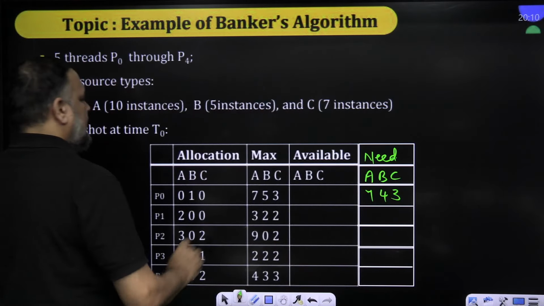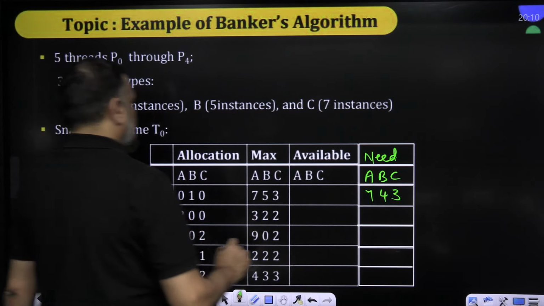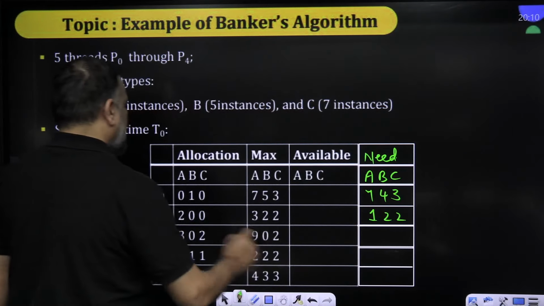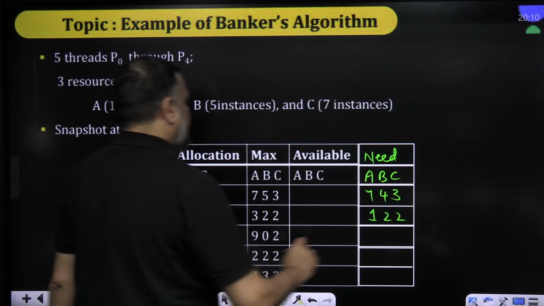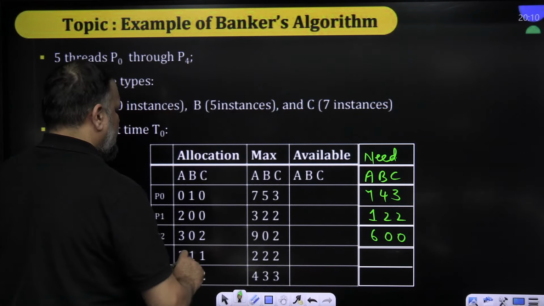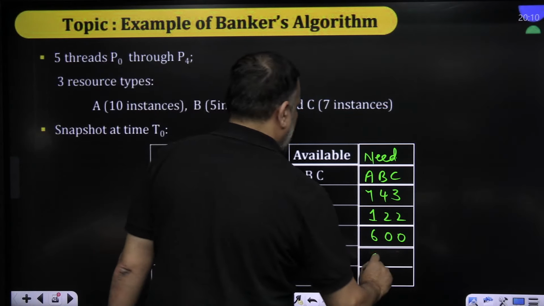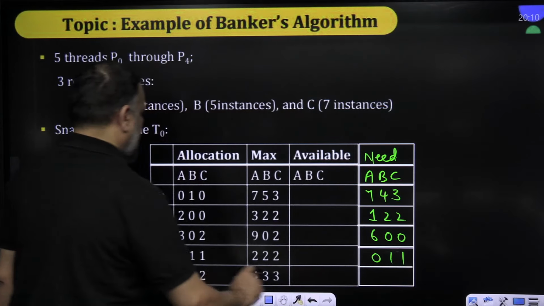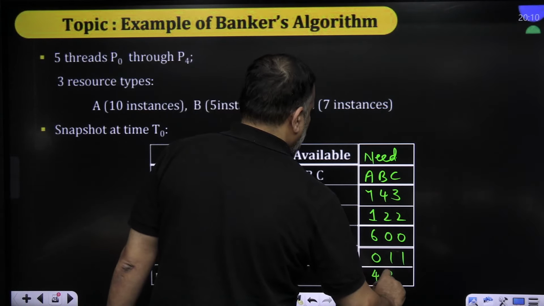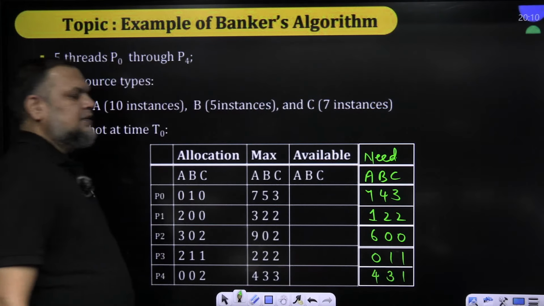ठीक है, and 3 2 2 minus 2 0 0, 1 2 2. And then 9 0 2 minus 3 0 2, this will become 6 0 0. And then 2 2 2 minus 2 1 1, 0 1 1. Our last hoga 4 3 3 minus 0 0 2, 4 3 1. Max minus allocation, need.